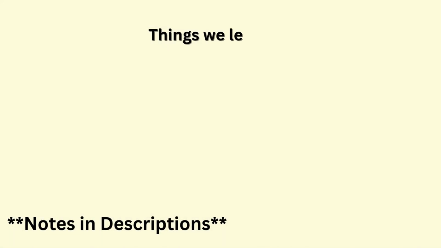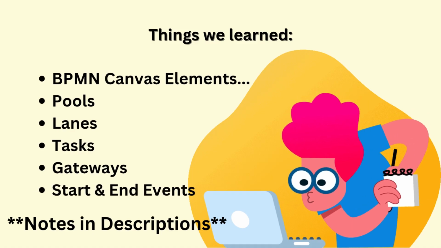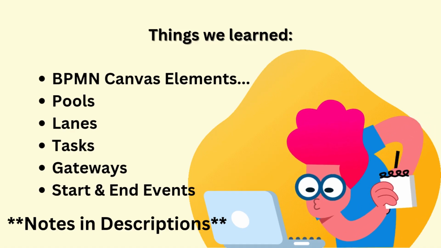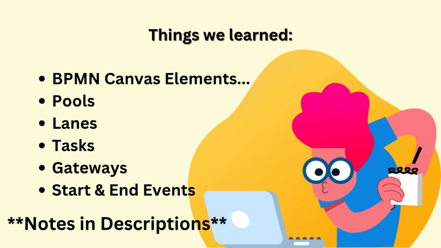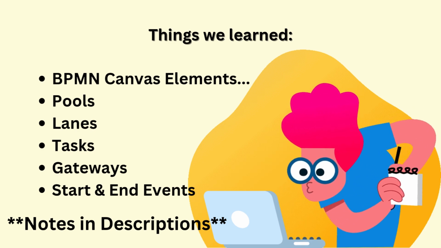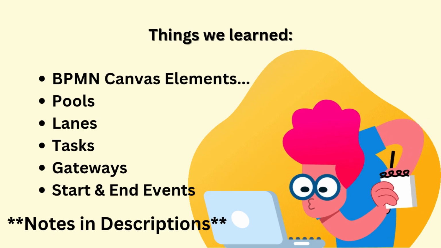And that's pretty much it. So in this episode, we have explored the BPMN Canvas, key elements like start events, pools, lanes, tasks, gateways, and end events, right? So in the next episode, we'll take this diagram a step further.